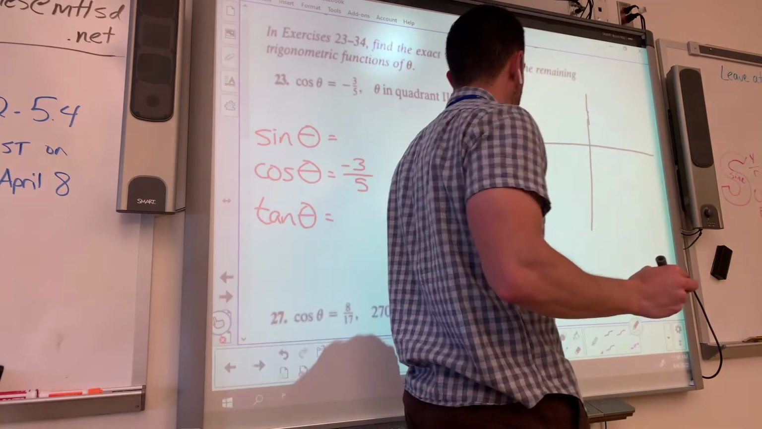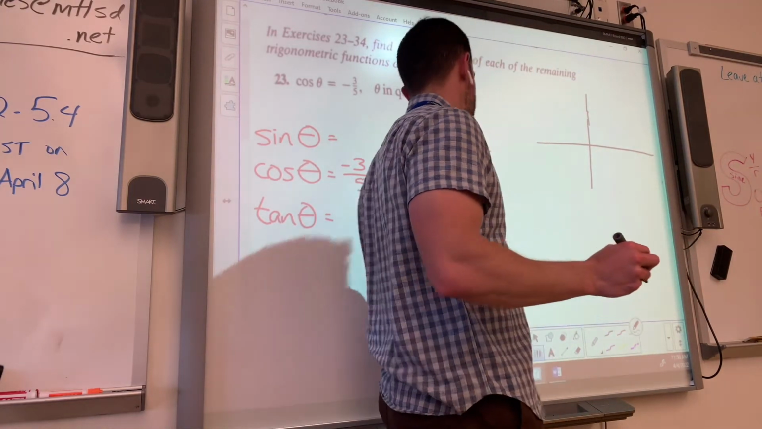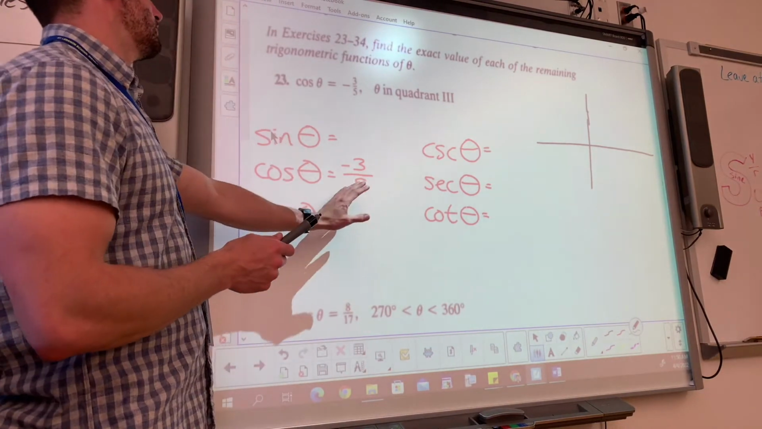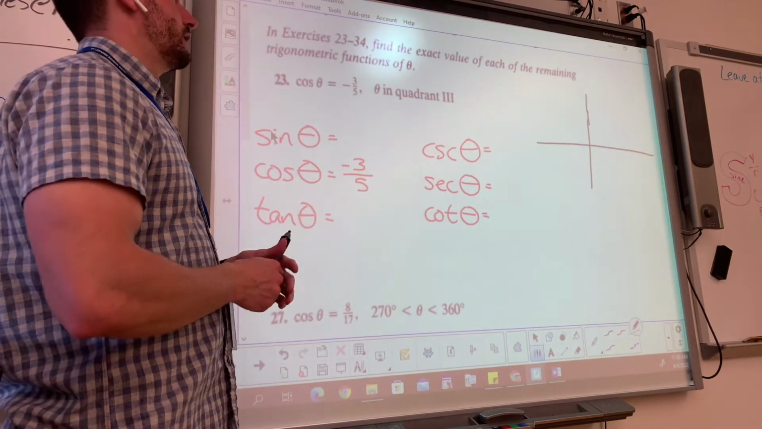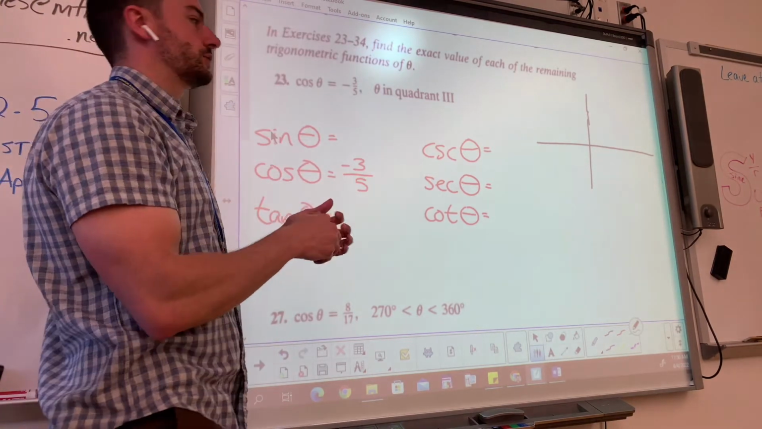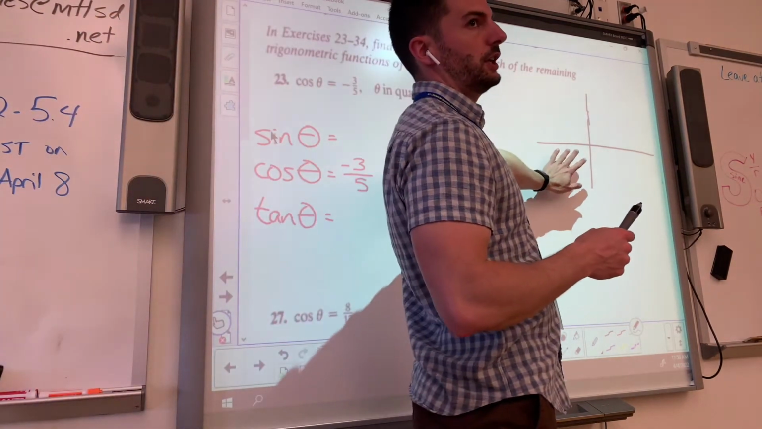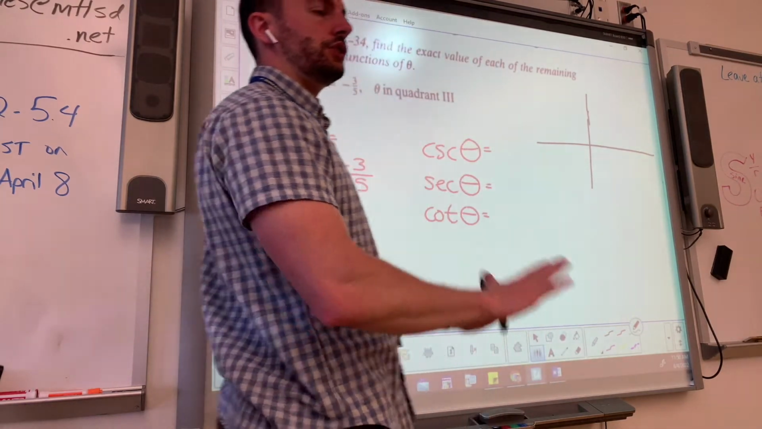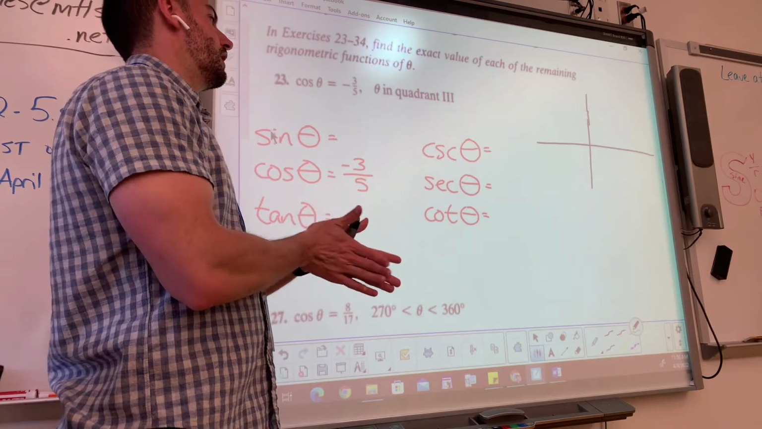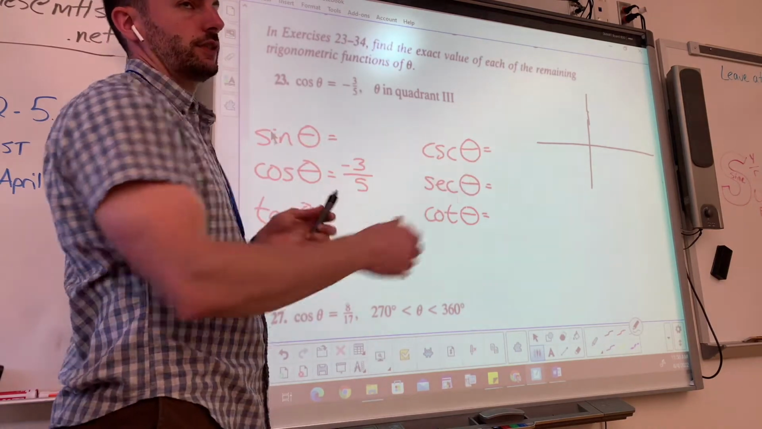Okay, now here's my question for you guys, is if we're figuring this out ourselves, we're given cosine, this value. And we're told that theta, or the terminal side of our angle, is going to end up here in quadrant 3. Okay, so just those two bits of information are going to be enough for me to get the rest of my trig functions filled out.